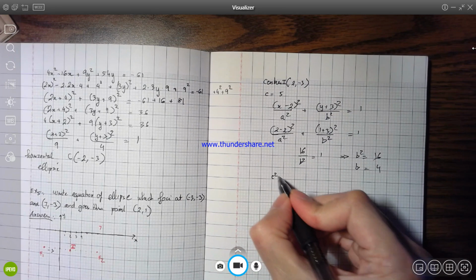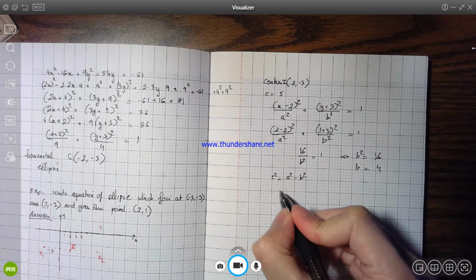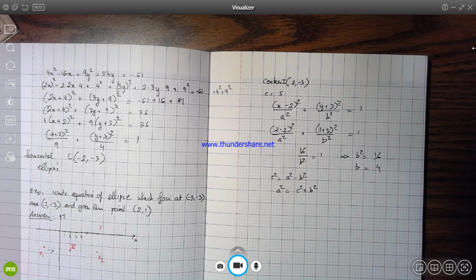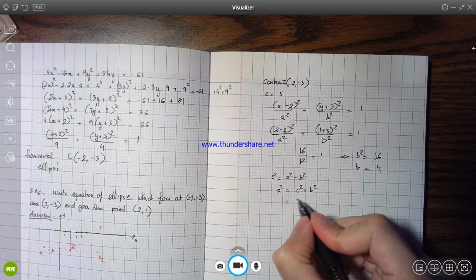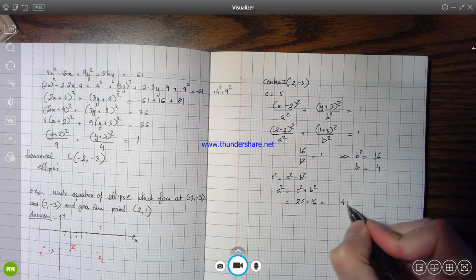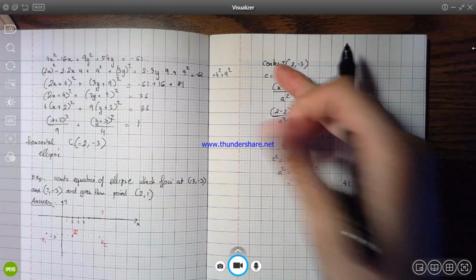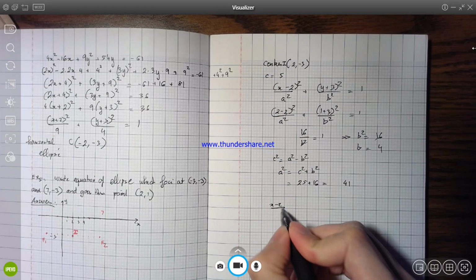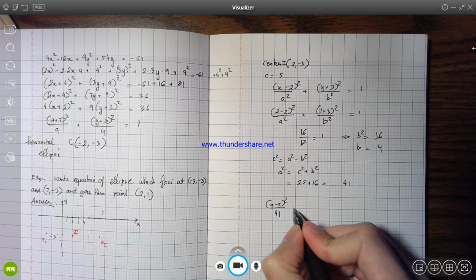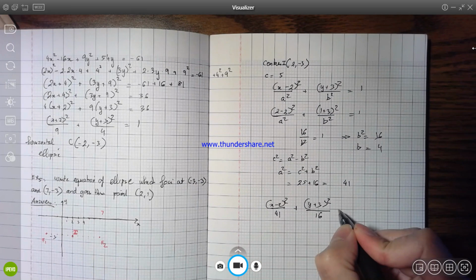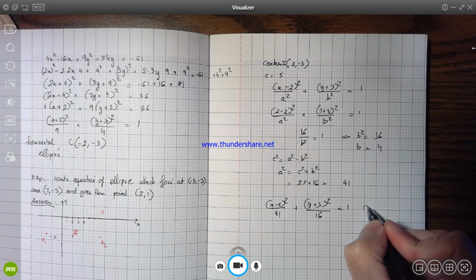C squared is A squared minus B squared, so A squared will be C squared plus B squared, right? So C squared is 25 plus 16, which gives you 41 as A squared. So right now I can write the final equation: x minus 2 squared over 41 plus y plus 3 squared over 16 equals 1. And this is the final answer.